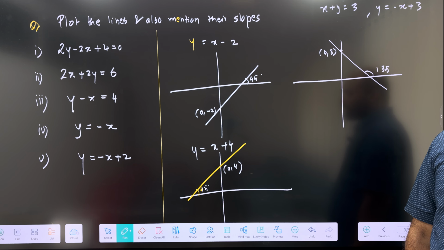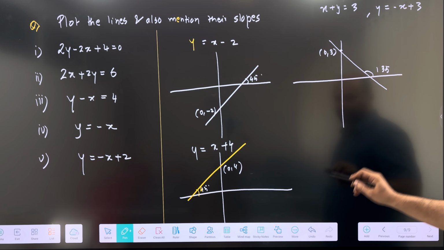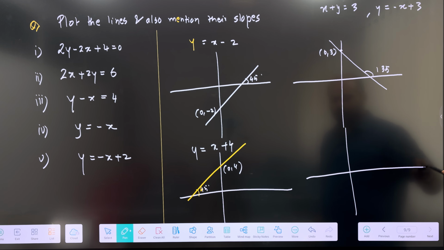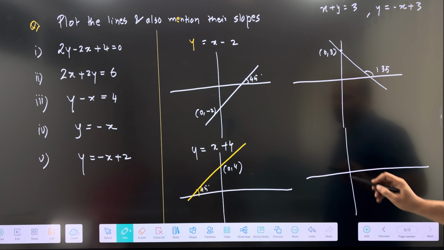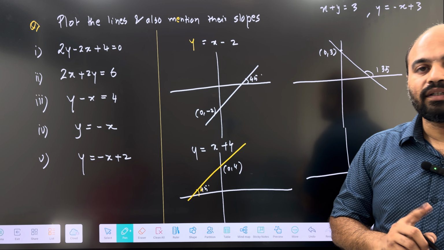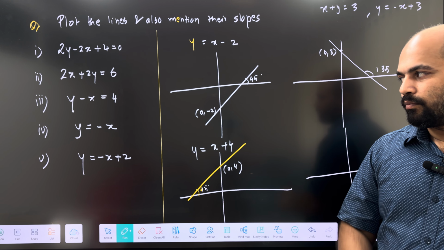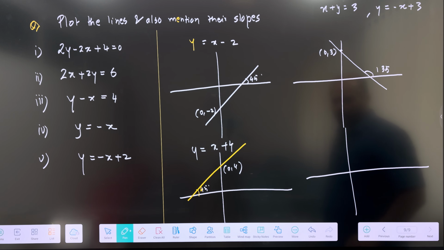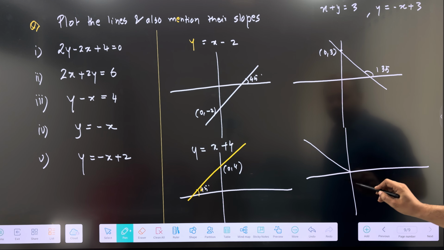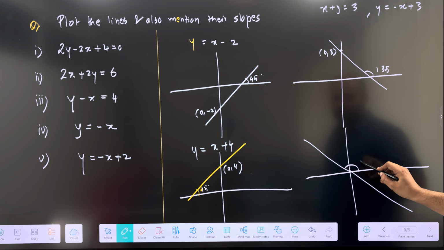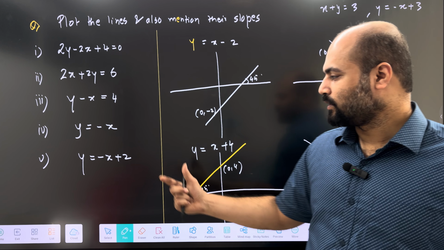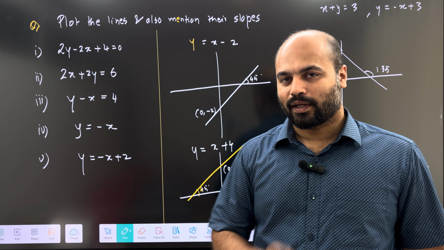The next one is pretty similar to the one we have done in the past question. So here it is going to be making an angle of 135 degrees because the slope is minus 1. But it is passing through the origin. y is equal to minus x. This angle is 135 degrees. The last one, of course, you can take as homework and do it by yourself.